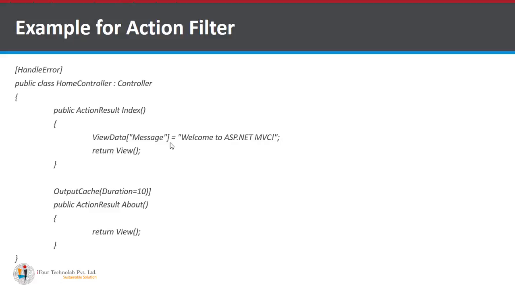Inside that there are two methods, that is public ActionResult Index and public ActionResult About. ActionResult Index has no OutputCache, but ActionResult About has OutputCache with Duration equal to 10. That is, it has the OutputCache filter. So this About action result will be affected by the OutputCache filter, but not ActionResult Index.